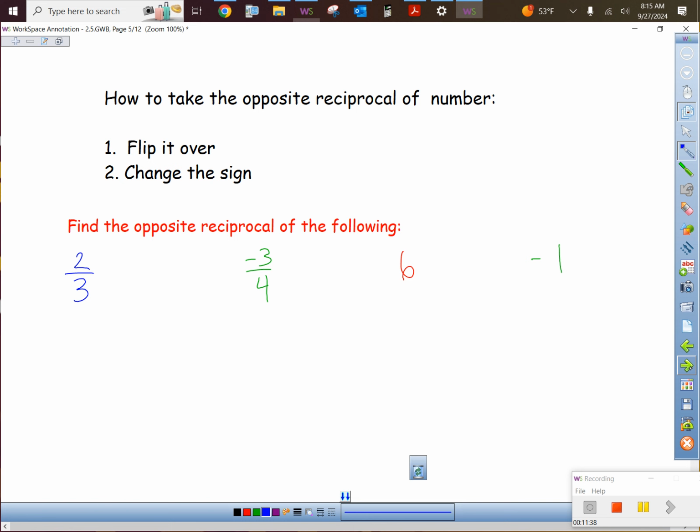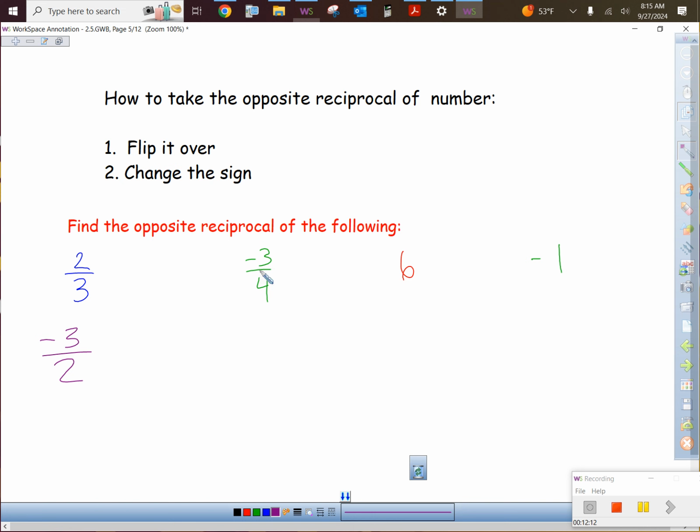The reciprocal of something. Opposite means change the sign. If you are positive, what is the opposite of positive? Negative. If you are negative, the opposite of that is positive, right? So you have to do 2 moves. Help me, you shout them out. I have the number 2/3 provided right here. I need the opposite reciprocal. Flip it over, change the sign. Who is the opposite reciprocal of 2/3? Negative 3/2. Are you with me on that?